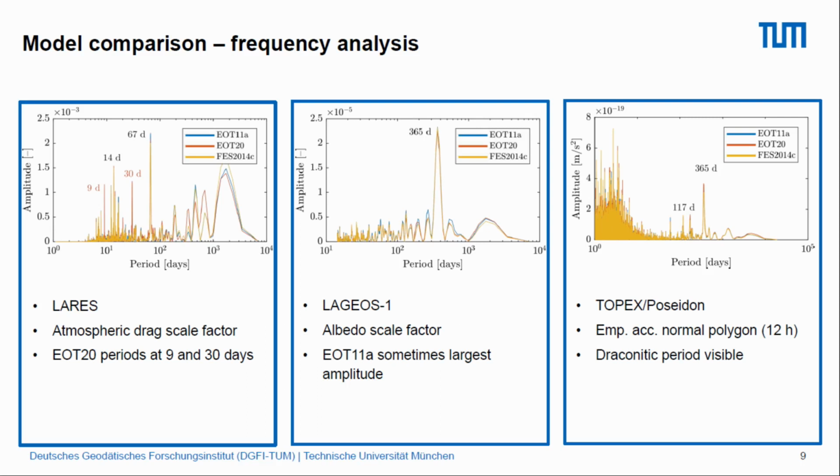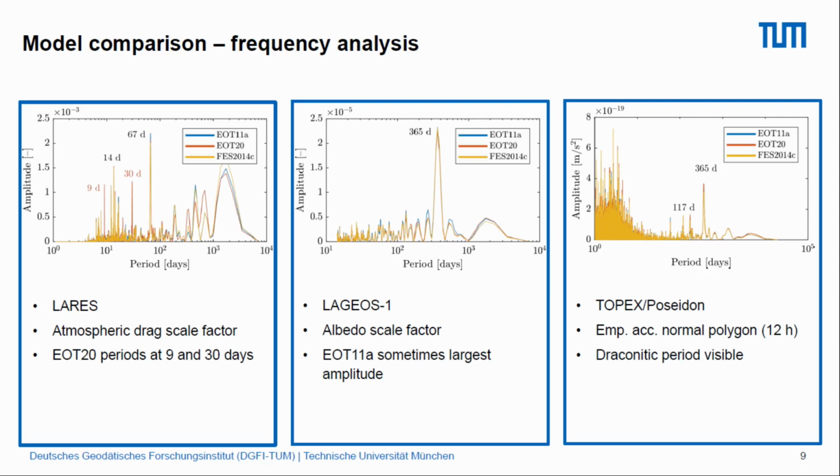The middle plot is of the satellite LarGS1, and I show the albedo scale factor. And in this plot, I can see clearly one annual signal. The other periods are mixed. Sometimes EOT20, L1A, or FES has better results, though I cannot say it's a clearly better model in each of the cases.